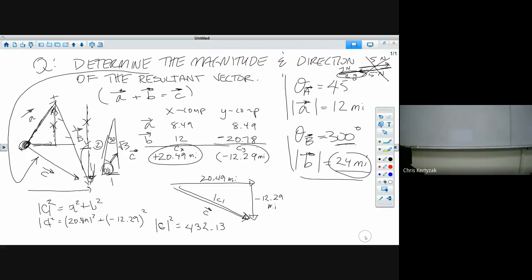So I have to square root that. Square root of 432.13, enter. Of course, this is just a square root. So C in magnitude as a vector, if you want to put the vector symbol there, go for it, is approximately 20.79, because I like to round typically to 2 decimals, and that's sufficient for what we do. Okay, so that's the length.